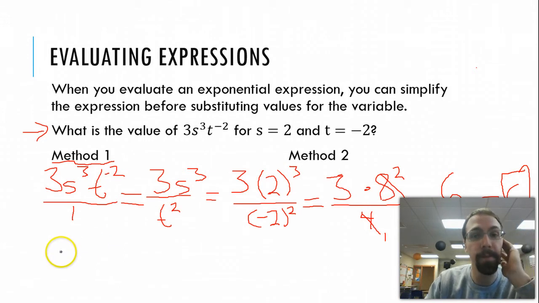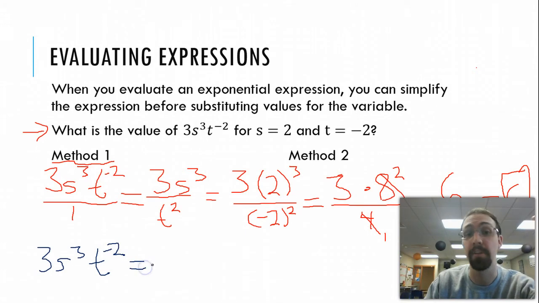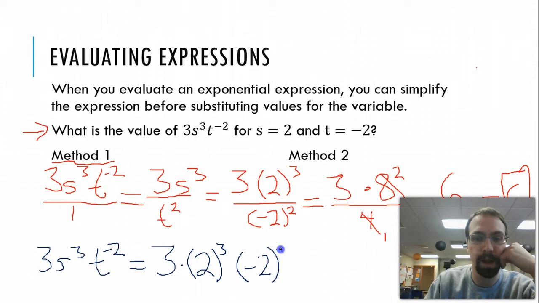So I've got, same thing, 3s cubed, t to the negative second power. So the other method is where you substitute in first. You don't simplify, you substitute in first. So I have 3 times 2 cubed. Make sure whenever you put it in, you put it within parentheses. And then t, which is negative 2 to the negative second power.